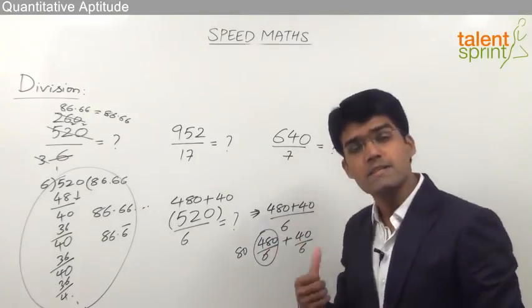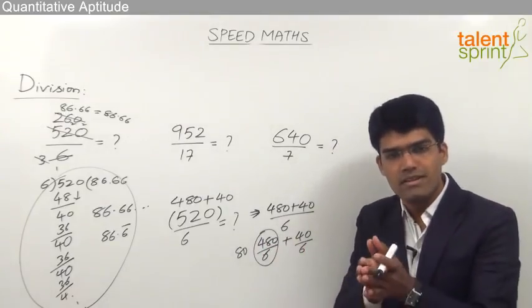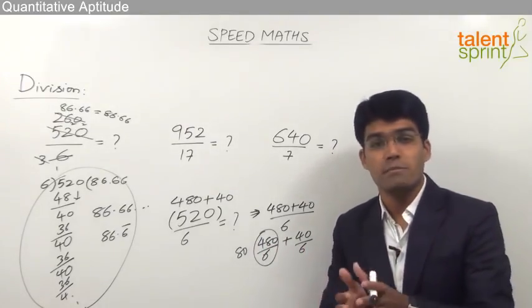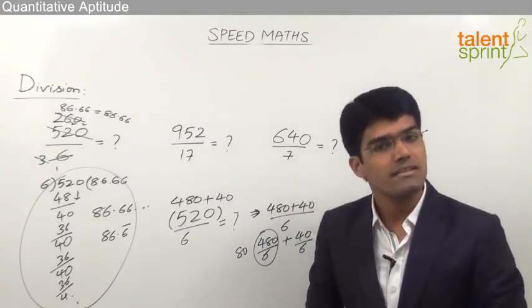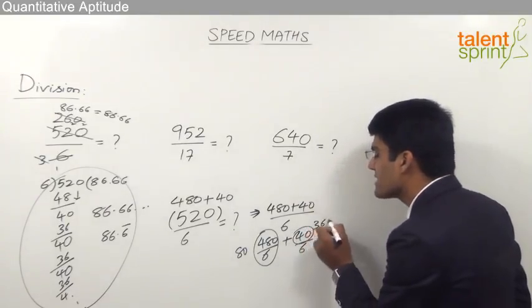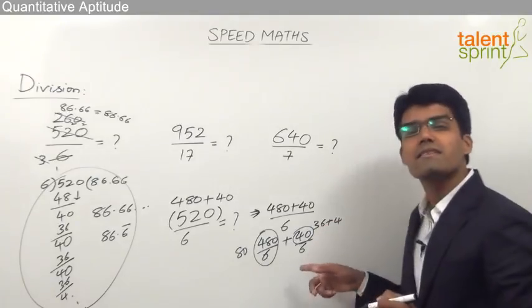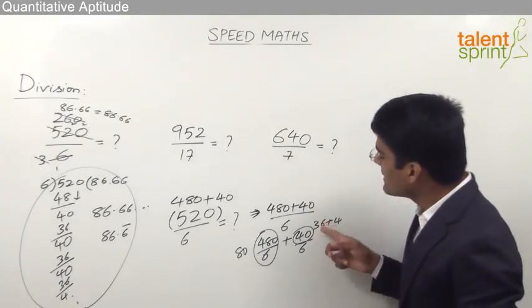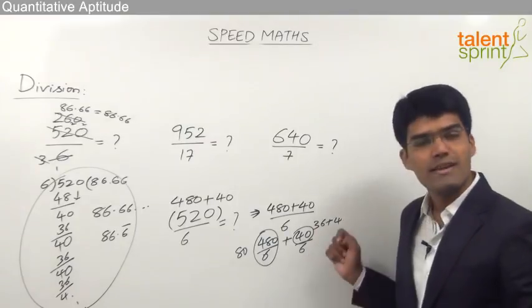Again here, since 40 is not divisible by 6, we try to break it into two parts in such a way that one number is a multiple of 6. So 40 here can be taken as 36 plus 4. Why? Because 36 is divisible by 6. So this becomes 36 by 6 plus 4 by 6.